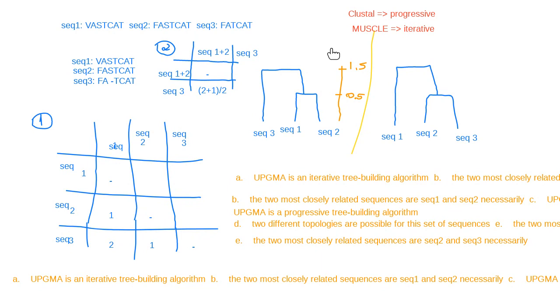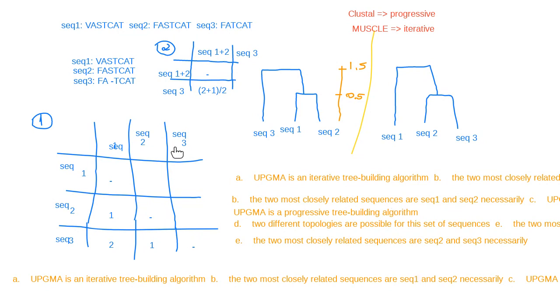So C, UPGMA is progressive building. Okay, that one I alluded to earlier, so let's see if you picked up on that. Is that true or not? I'm just going to show the answers because of time, but yeah, so it's progressive, it's not iterative.